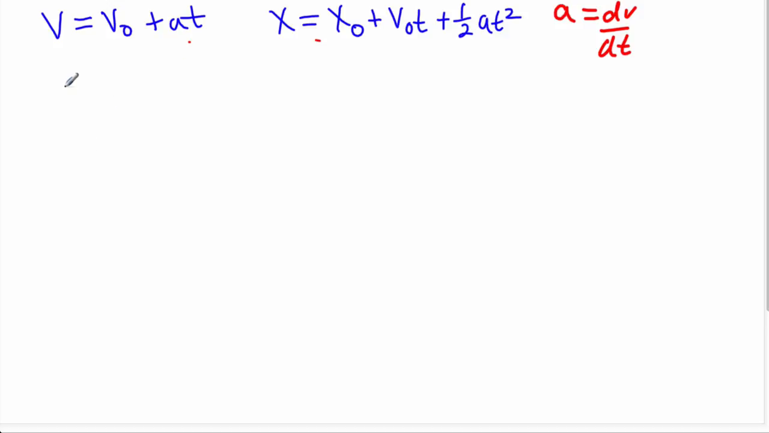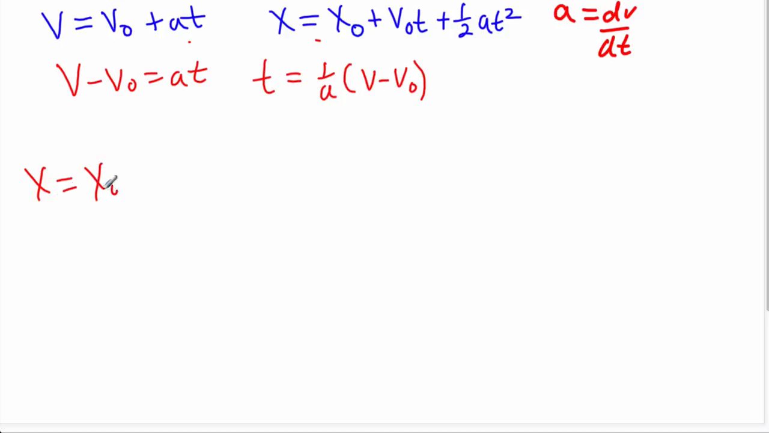I'm going to rearrange this and solve for time. So v minus v naught equals at, which means t equals 1 over a times v minus v naught. Then we're going to take that expression and put it into this one. x equals x sub 0 plus v naught times the quantity v minus v naught, and then there's the 1 over a. We don't want to leave that out. The calculus is over at this point; this is algebra.